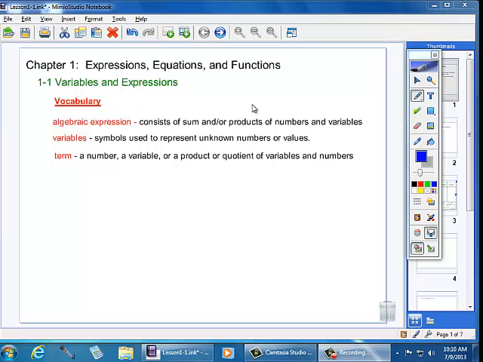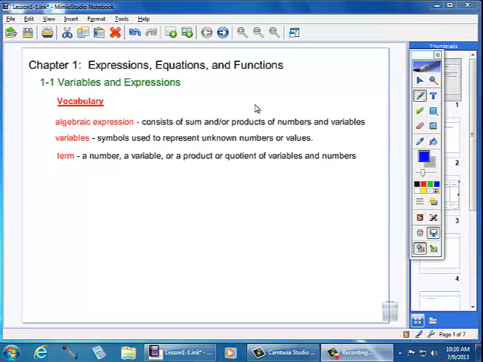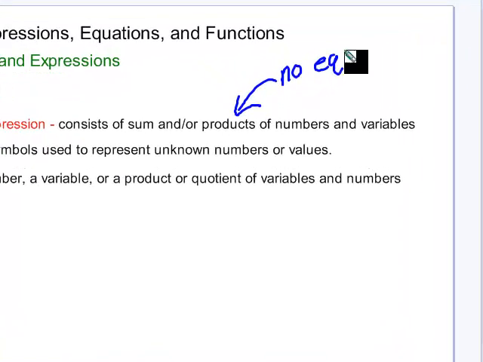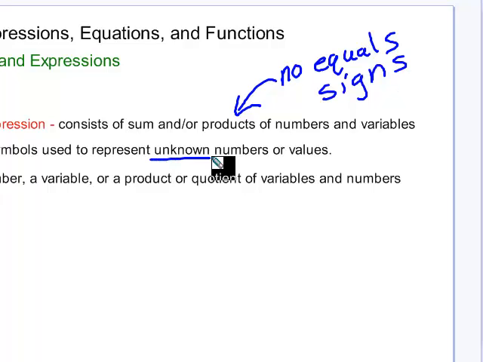An algebraic expression, first one, consists of sums and/or products of numbers and variables. Blah, blah, blah. What do I really want you to know there? No equals signs. All right, a variable. Symbols used to represent unknown numbers or values. Unknown. Something we don't know. We're just going to represent it usually with a letter.